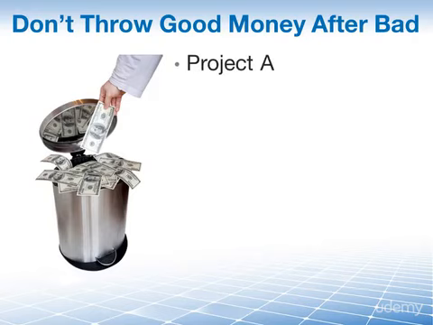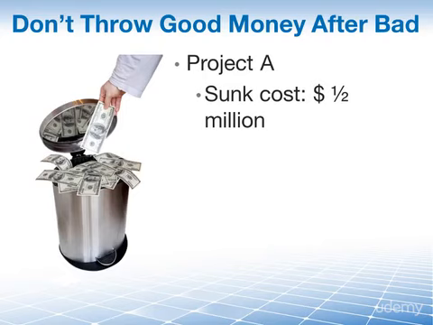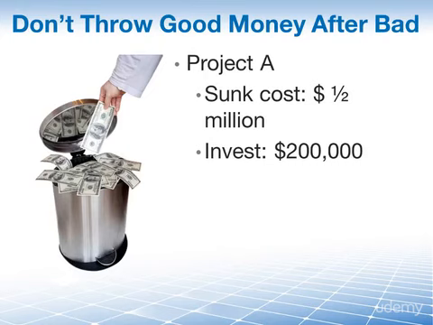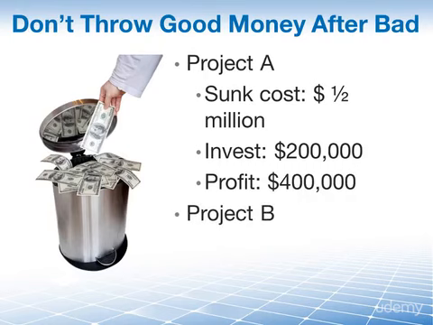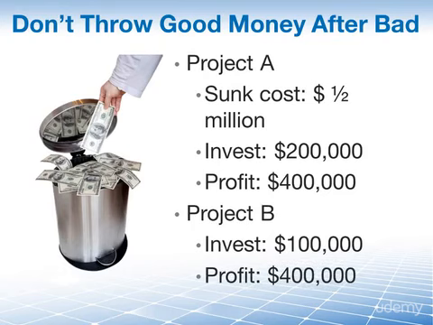So if you have already spent $500,000, say, on project A, and you now need to invest another $200,000 in order to get back a profit of about $400,000, then you have project B, where you could invest $100,000 to also get a profit of $400,000. If you had limited resources and you had to choose between projects A or B, should you still move forward with project A? Remember, the sunk cost is gone.